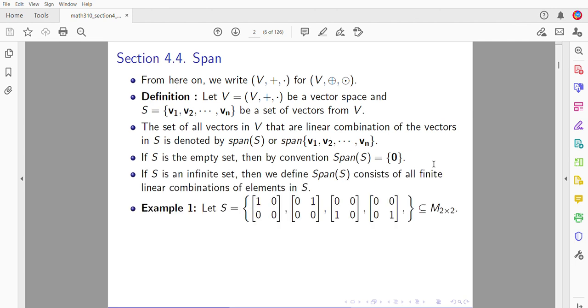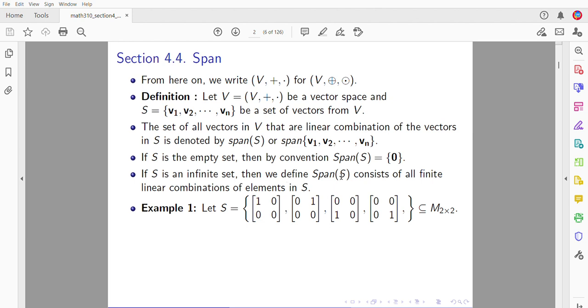If S is an infinite set, so you see here I gave you a finite set, what happens if you have an infinite set? Then we define span of S to consist of all finite linear combinations. So you have an infinite set, say, then take all finite linear combinations and put them in the span of S.